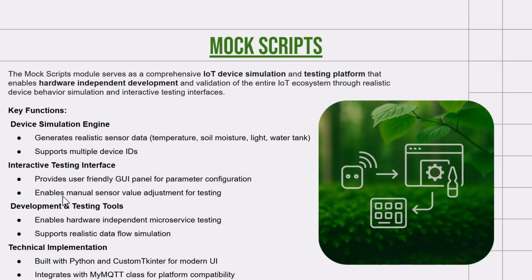Mock script. To develop and test without hardware, we create mock scripts. The mock scripts module simulates realistic device behavior. It generates fake sensor data like soil moisture, light, water level, etc. So developers can test the entire ecosystem. It also has a graphic user interface built with CTK where values can be adjusted manually. This helps us debug services and validate data flow and work independently of physical sensors.